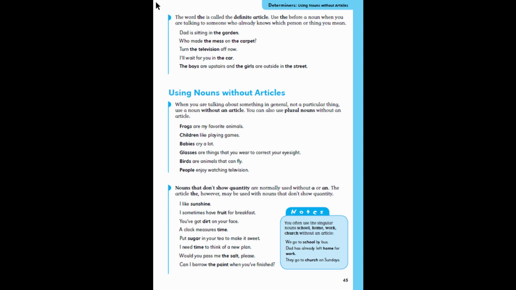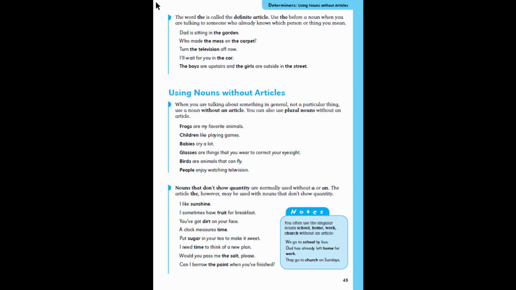The article the, however, may be used with nouns that don't show quantity. Now, quantity means the number of something or how much something is. That's what quantity means. So, for example, I like sunshine. I sometimes have fruit for breakfast. You've got dirt on your face. A clock measures time. Put sugar in your tea to make it sweet. I need time to think of a new plan. Would you pass me the salt, please? Can I borrow the paint when you've finished?